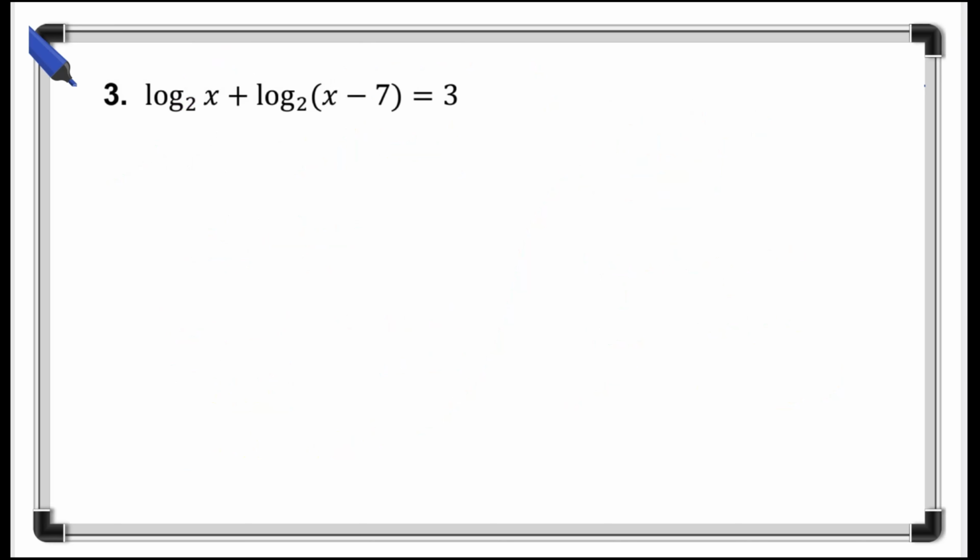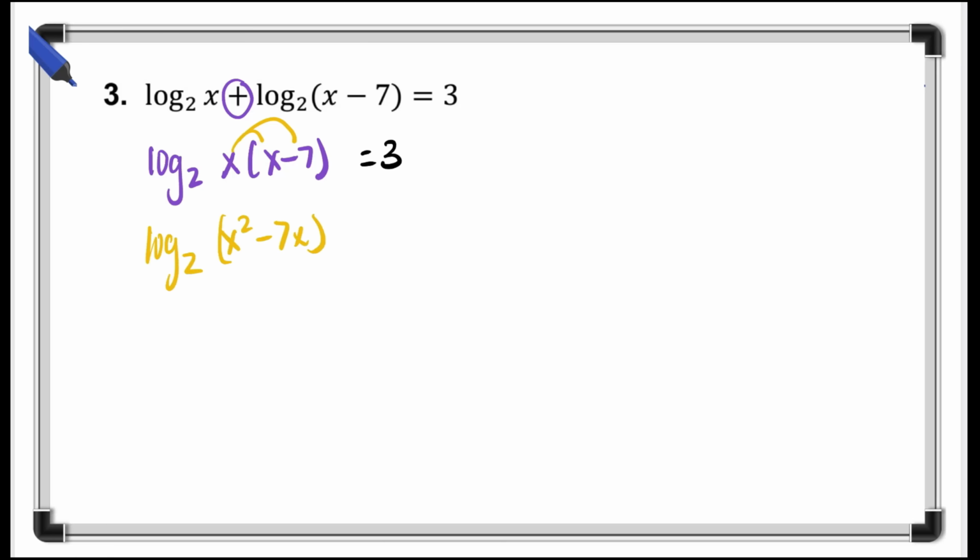Okay, in question number 3, you do have 2 logs, so we will condense. So if you have a plus, in order to condense, you would multiply your arguments. So that's x times x minus 7, and that is equal to 3. Let's go ahead and just distribute. So log base 2 of x squared minus 7x. This is our argument, right, which is equal to 3.